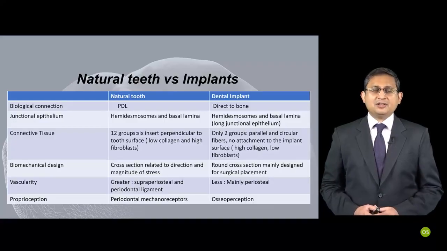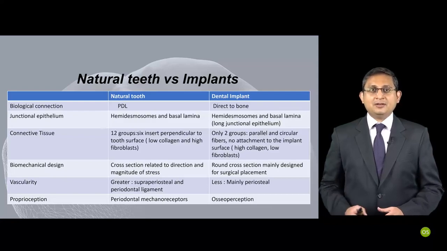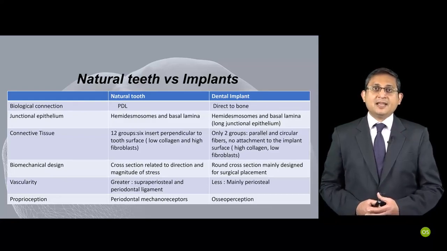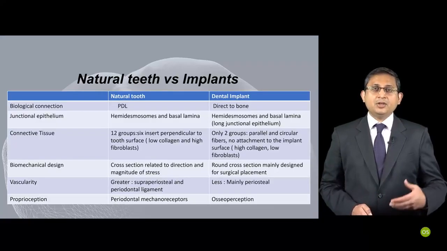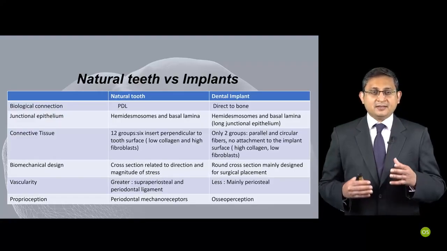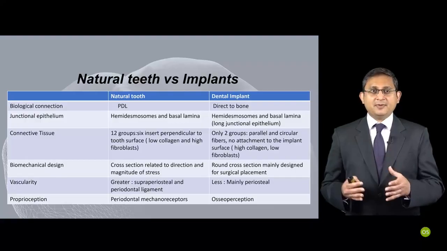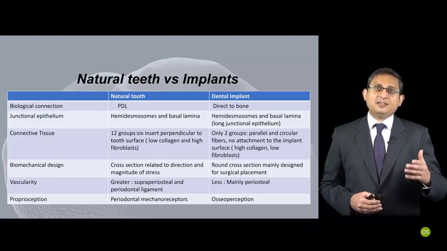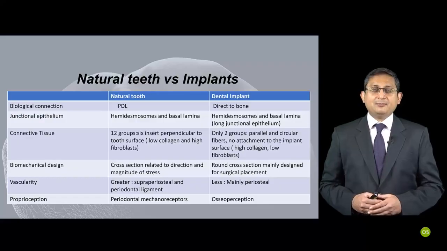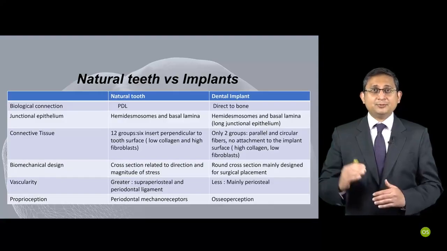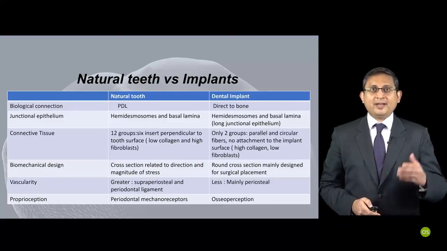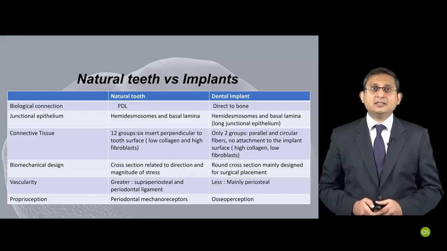If you look at the biological connection, you have a periodontal ligament around the teeth, whereas in implants, you have direct bone contact. There are lots of consequences of this, and we will discuss that further in this course. You have junctional epithelium with hemidesmosomes and basal lamina around teeth, whereas in implants, you have a long junctional epithelium from the top of the gum to the bone level. And that is weak, as we know. It's very easy to break, and that's why we advise not to probe really hard around the implant, because you could break that junctional epithelium.